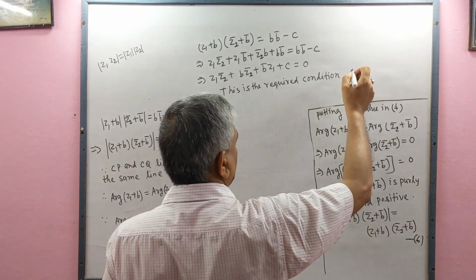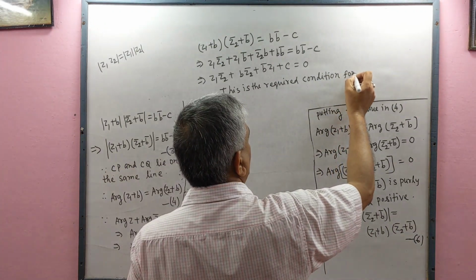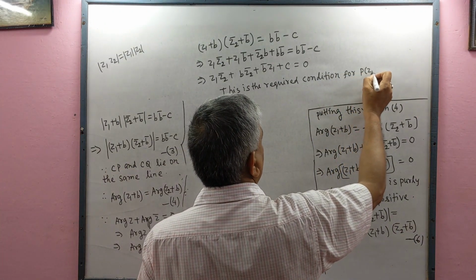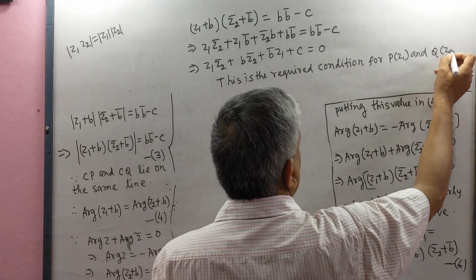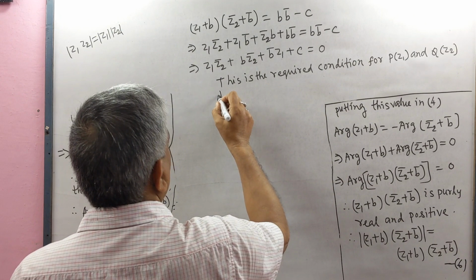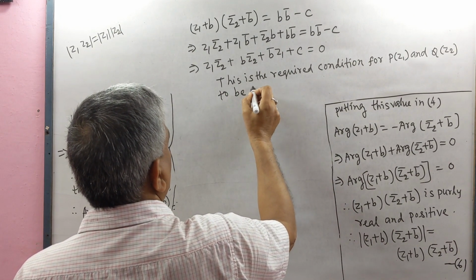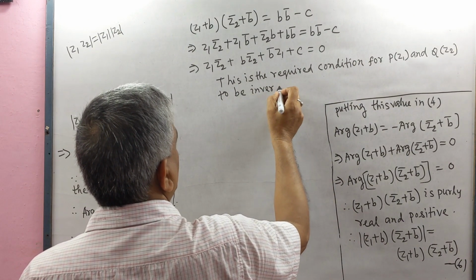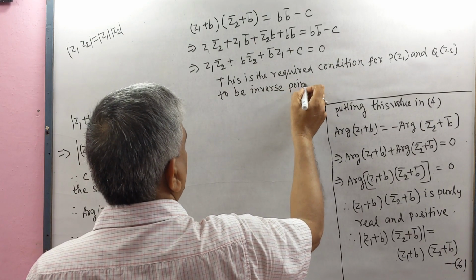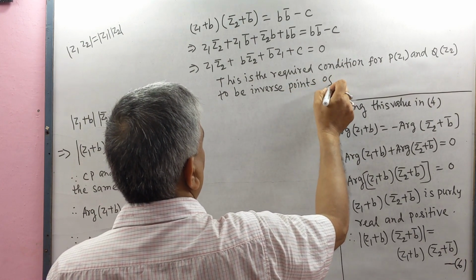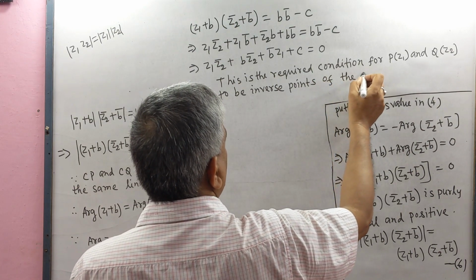This is the required condition for P(Z1) and Q(Z2) to be inverse points of the given circle.